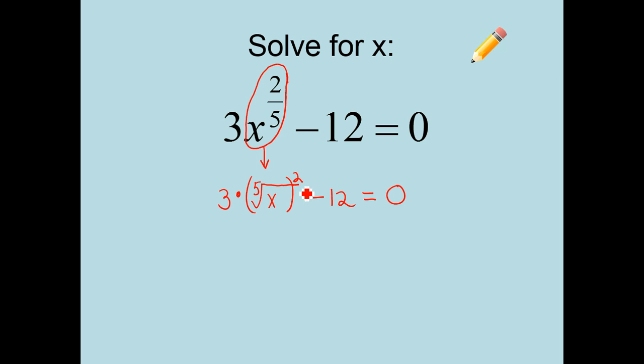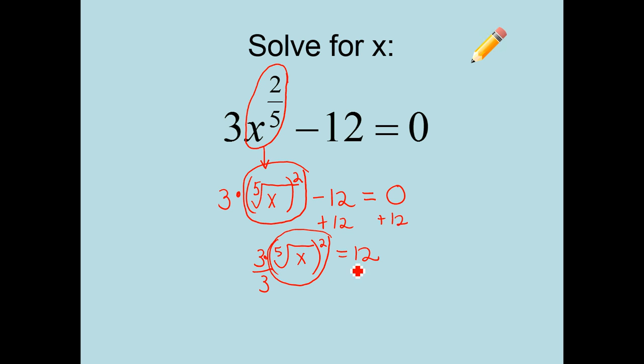The first thing I would do is turn it into a radical and then say, okay, I need to get this alone, so how do I get rid of all the rest of this stuff around that x? Well, the first thing I'm going to do is add 12. So I have 3 times the 5th root of x, that's being squared, equals 12. Now I want to get this alone, so I'm going to divide by that 3. So now I have the 5th root of x, squared, equals 4.